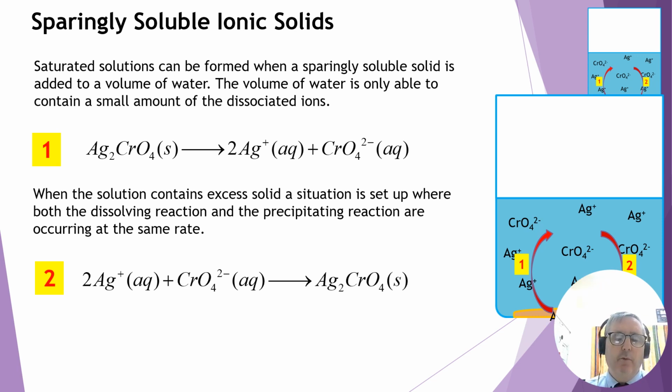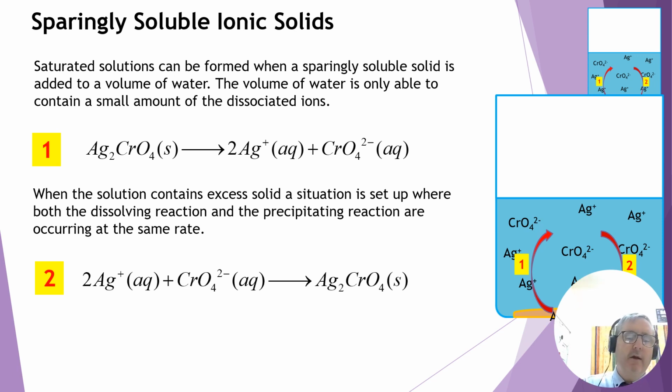So a sparingly soluble solid is one where only a small amount of the solid will break apart, dissociate, dissolve in the water, and then the ions that have broken apart will come back together and form the solid again. So in total, only a very small amount of, in this case, the silver and the chromate ions are going to be found in the aqueous or water solution.